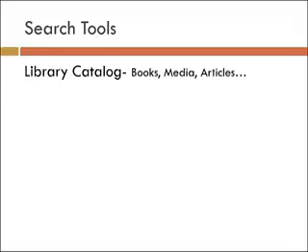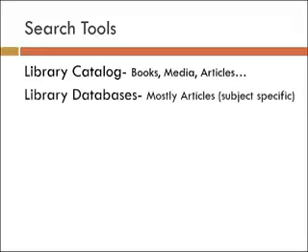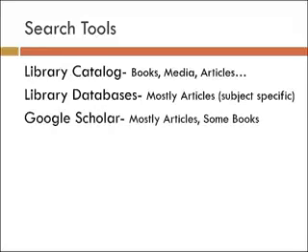If you want to expand your search, you can always find more material, particularly articles, by looking at our library databases. It's really important to try the library databases, particularly when you're looking for more subject or discipline specific articles. Then you can expand your search even more by turning to Google Scholar. Google Scholar is a type of Google search that searches for academic scholarly articles.